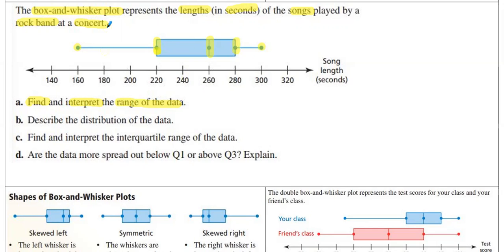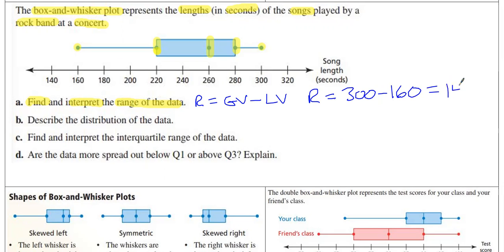The range, see, it's interesting. In a Box-and-Whisker plot, the only two values you know for certain in the data set are the greatest and least values. And of course, the range is equal to the greatest value minus the least value. And so we can say that the range in this case is equal to 300 minus 160. And I can daisy chain equal signs here because these are actually all equal. And that's 140 seconds. 2 minutes and 20 seconds.